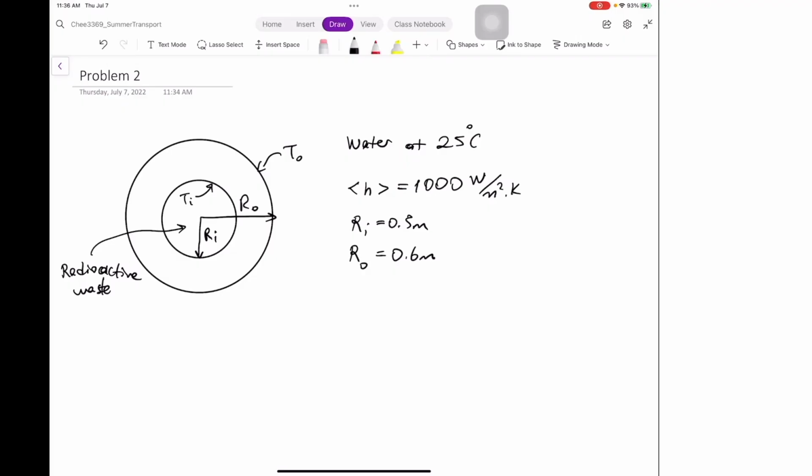Okay. So what's being asked? That's very important, because whatever is being asked might actually change how we are going to solve the problem. So it says calculate the inner and outer surface temperatures of the stainless steel casing under steady state conditions. So the question is asking what is TI and what is T out.